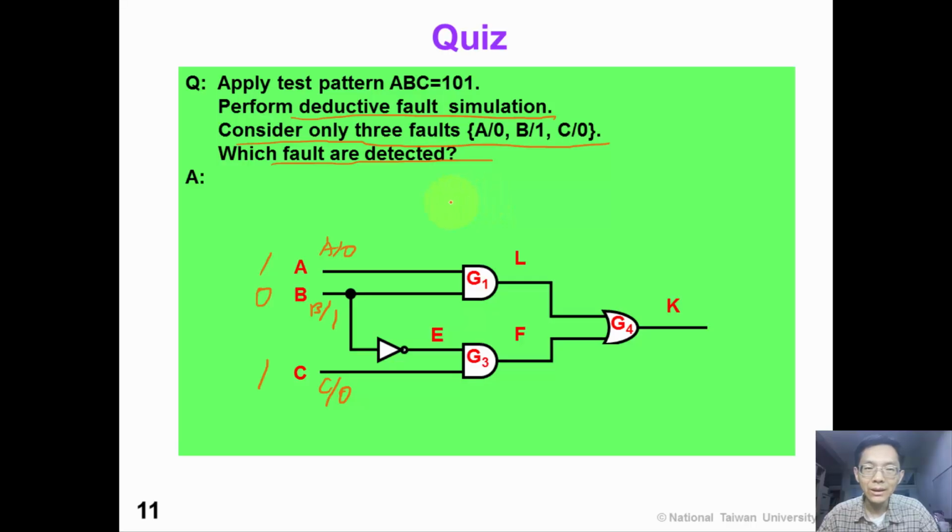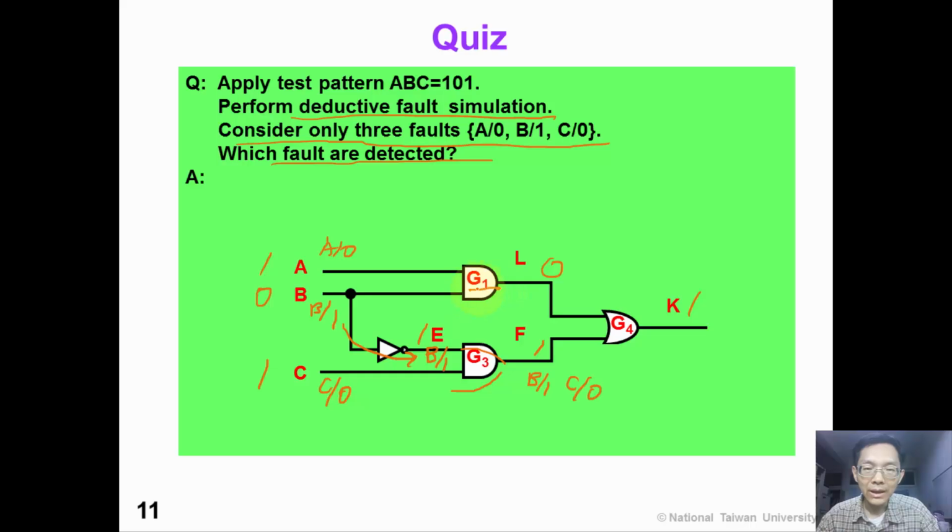Okay, are you finished yet? First, let's perform a logic simulation. The value of E is 1, and F is 1, L is 0, output K is 1. So now we can propagate the fault list B stuck at 1 here, and we take the union of B stuck at 1 and C stuck at 0.